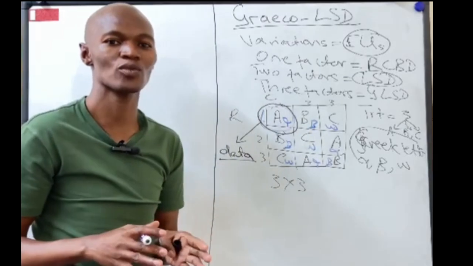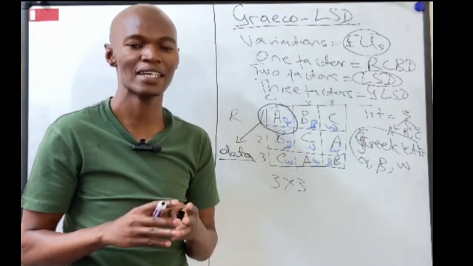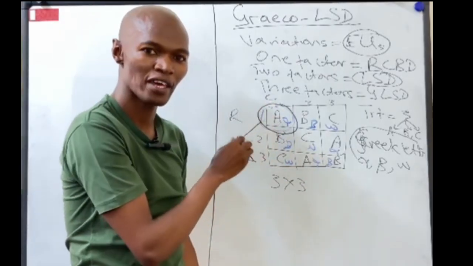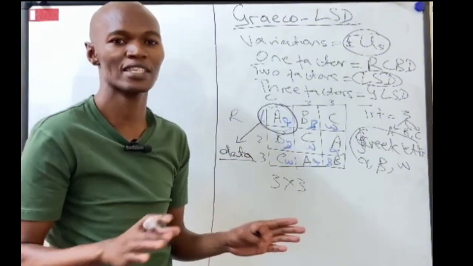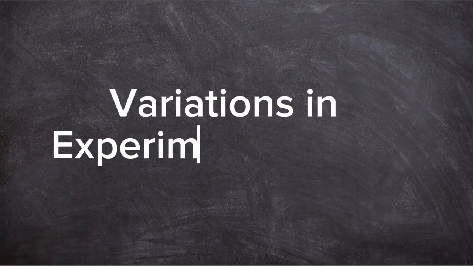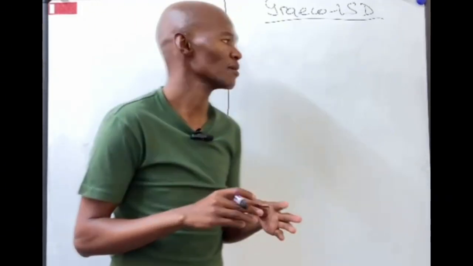I want to repeat this one. The only factors that we consider are the factors that might cause variation on the observations. If they are not causing any variation, don't consider them. Don't block with those factors. In our Greco-Latin square design, we are doing the same thing.